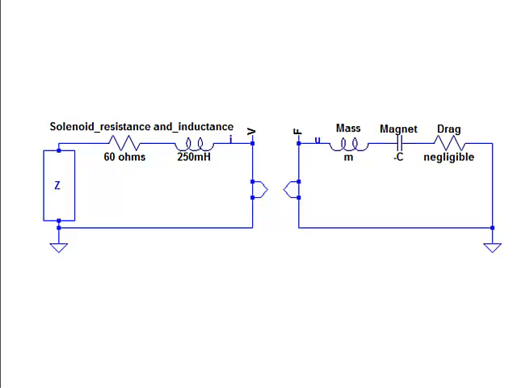And then on the mechanical side, we have mass as an inductor, and the linearization of Lenz's law produces a negative capacitor, which is why the system is unstable normally. So our control system needs to attempt to negate the effects of that negative capacitor such that the system then becomes stable.